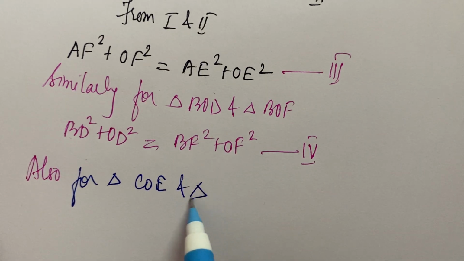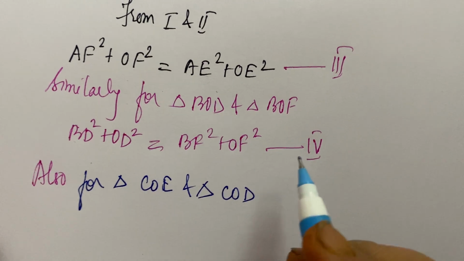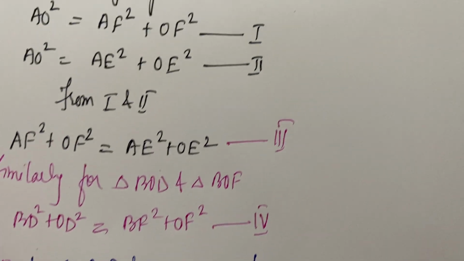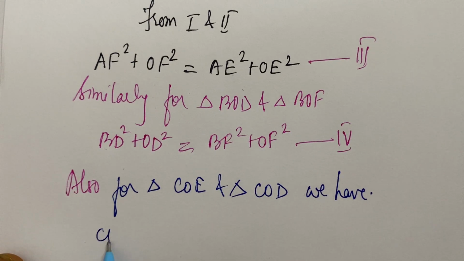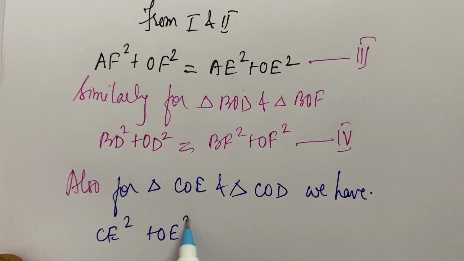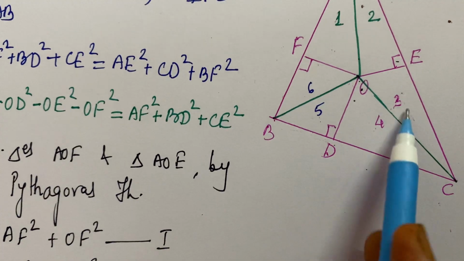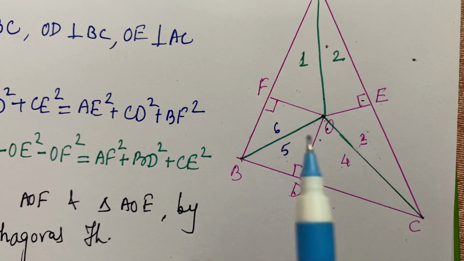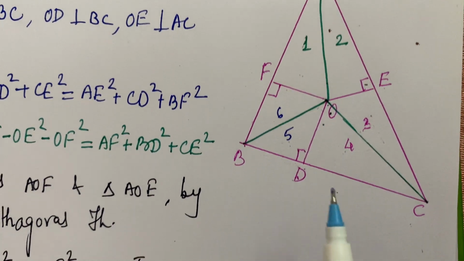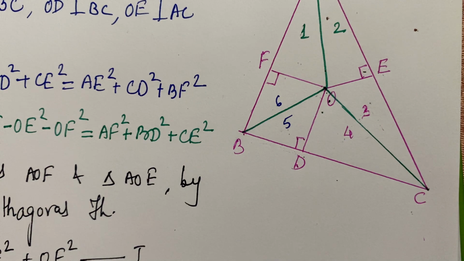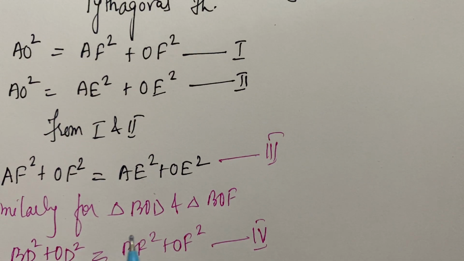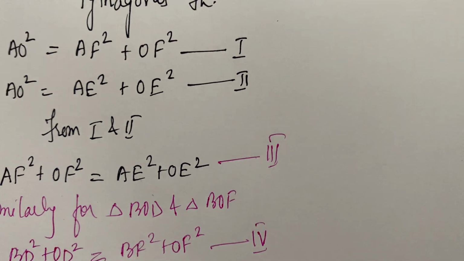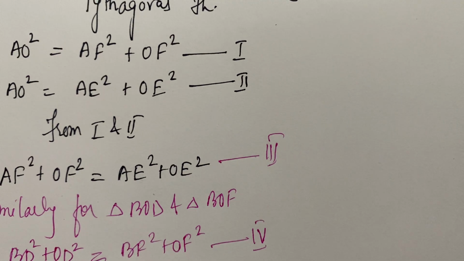and triangle COD, we have, what do we have? We have CE square plus OE square is equal to, ये देखो, CE square plus OE square, that is equal to what? That is equal to CD square plus OD square. Okay, so that is equal to CD square plus OD square. This is your equation number 5.